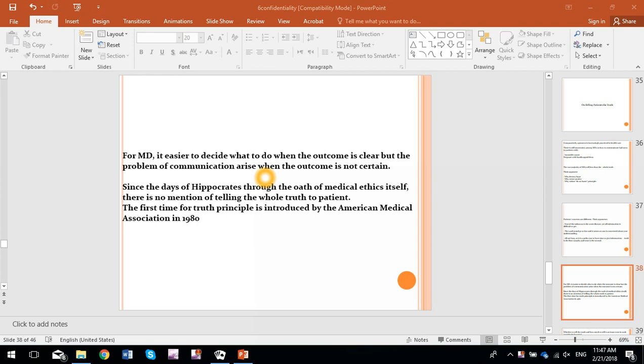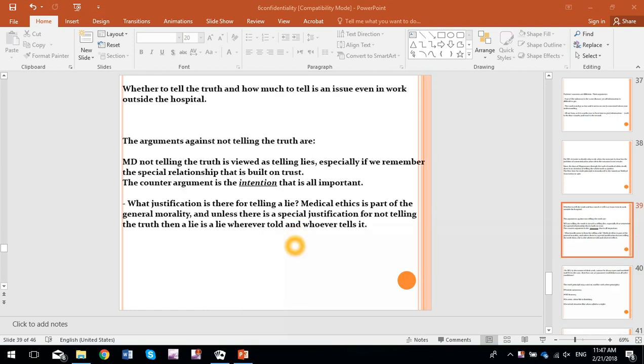Since the days of Hippocrates, through the oath of medical ethics itself, there is no mention of telling the whole truth to the patient. حتى قسم أبقراط ما في اللي يقول لك إنك تقول كل الحقيقة للمريض. وطلعت أول مرة كانت الأمريكان ميديكال أسوشيشن in 1980 introduced this code of ethics, or the truth, what's called the truth principle, is to tell the patient all the information related to his condition.